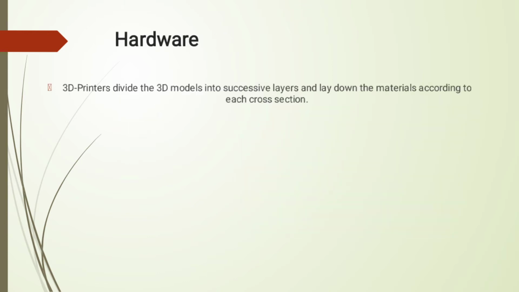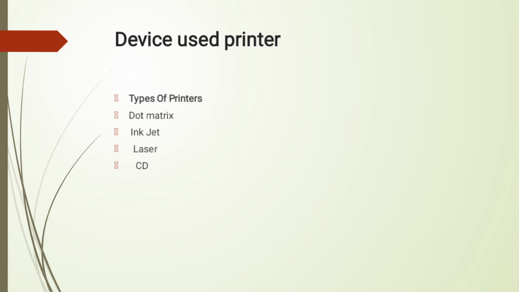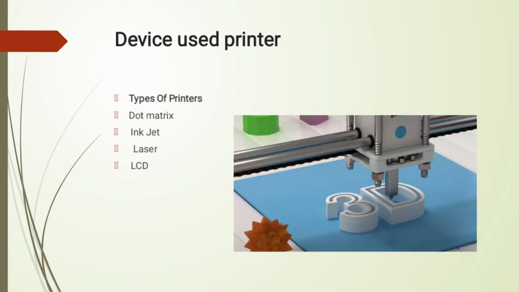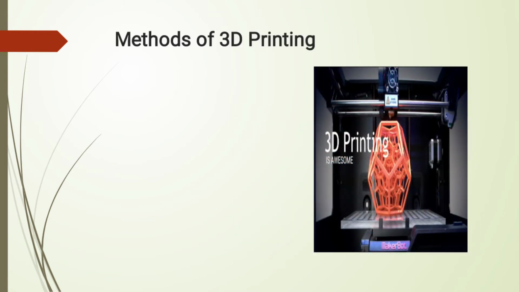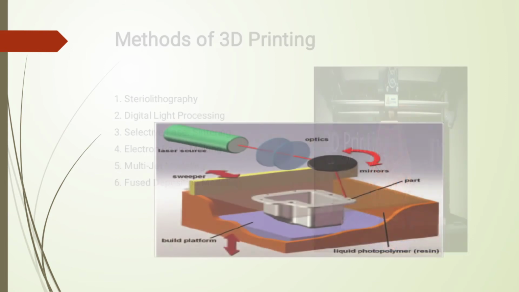Hardware. 3D printers divide the 3D models into successive layers and lay down the materials according to each cross section. Types of printer used here: dot matrix, inkjet, laser, LCD. Methods of 3D printing: stereolithography, digital light processing, selective laser sintering, electron beam melting, multi-jet modeling, fused deposition modeling.